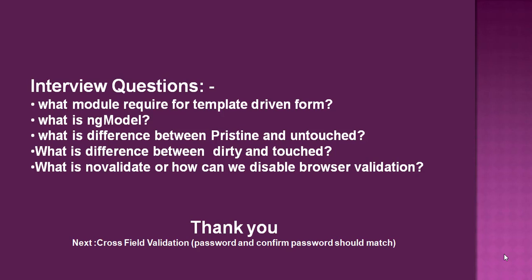Pristine means we have not changed the value of the control, and untouched is similar, but when we lose the focus, then the untouched value changes. Similarly for dirty, when we change the value it becomes dirty, and when we lose the focus, it changes to touched. And what is novalidate? From Angular 9 the novalidate keyword is automatically appended in the form, and it is used to disable the browser validation.